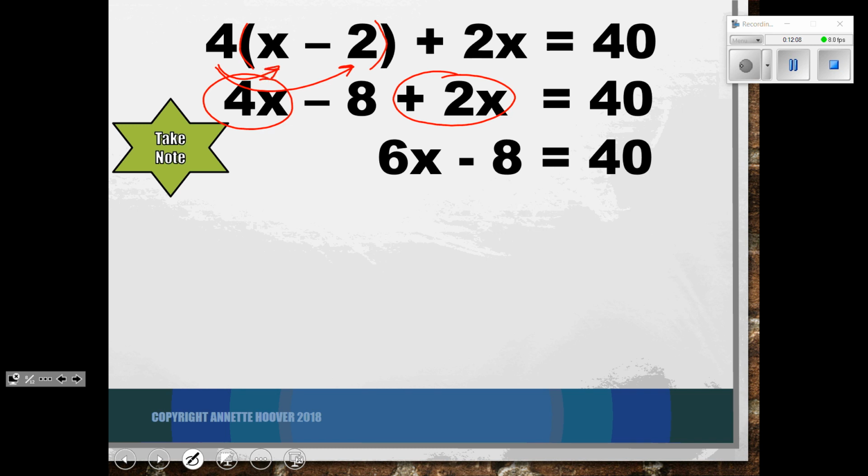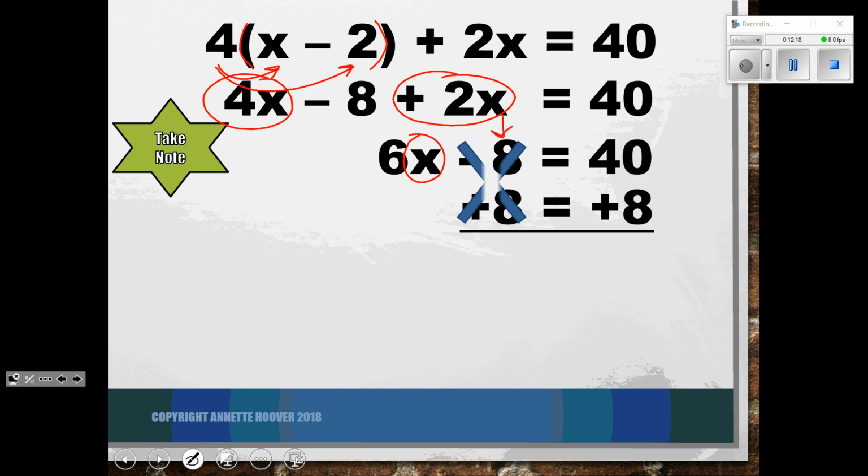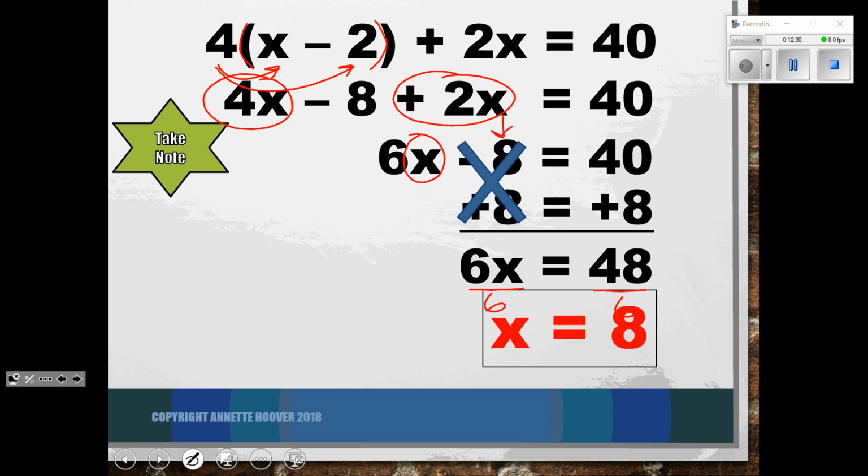We locate the variable. Now we're down to our two-step equation. We have to move what's not attached to it first. That is a negative 8. So we add 8 to both sides of the equation. That gives us 6x is equal to 48. We still do not have x by itself. We're going to divide both sides by 6, and that leaves us with x is equal to 8.